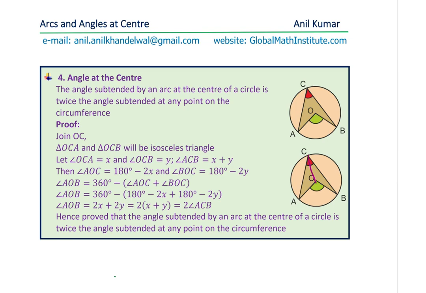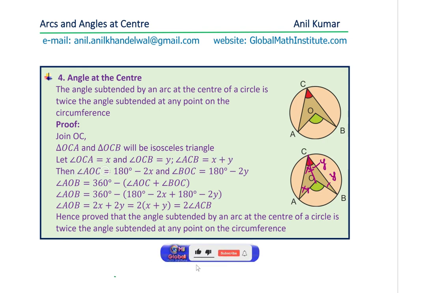In that case, we have two triangles, OCA and OCB. These are isosceles triangles, right? Because we are talking about the radius, and therefore the angles will be the same. So let us say that this angle here is x, so that will be x. And on the other side, let's say this angle is y. So this angle will also be y, correct? So that is how you get your angles on both the sides as shown here.